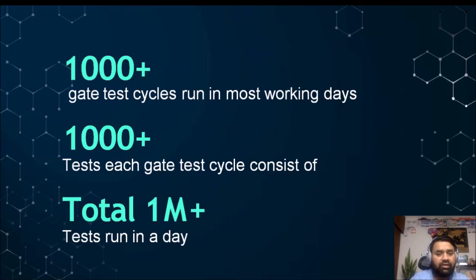And these are the numbers. You can say 1000 plus gate test cycles in an average day, and each cycle has 1000 plus test cases. So a total of 1 million plus tests run in a day. You can imagine how strongly we are testing. Every code change that is proposed to OpenStack is being tested very thoroughly.